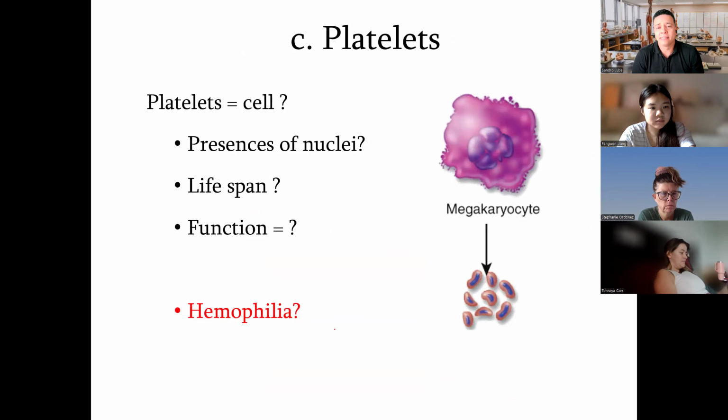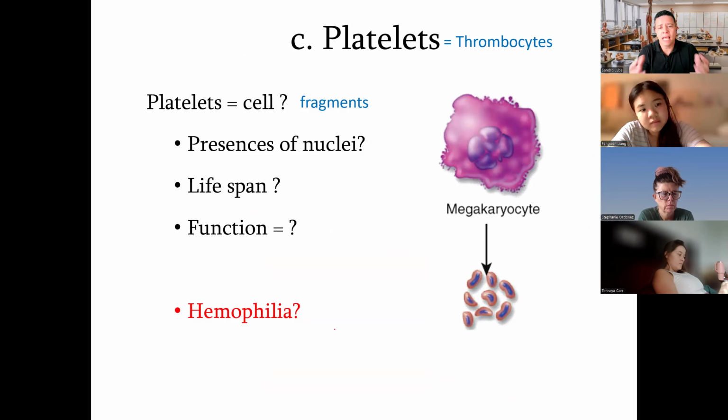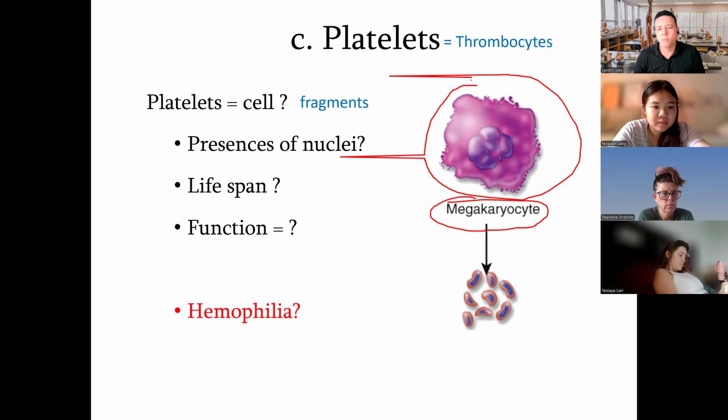Let's talk about the platelets now. And the platelets are kind of interesting because they are not actually full cells. Platelets are fragments of cells. And a platelet is actually formed from a cell called a megakaryocyte. Mega means big. So we have this big cell right here. And then this big cell will basically disintegrate. It will fall apart into smaller fragments.